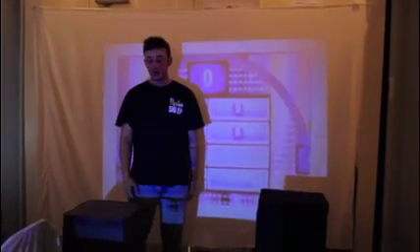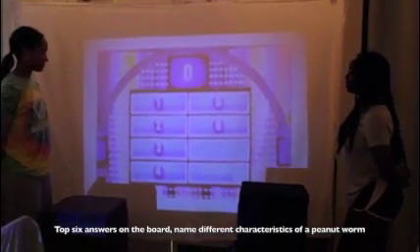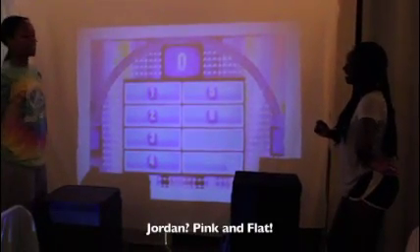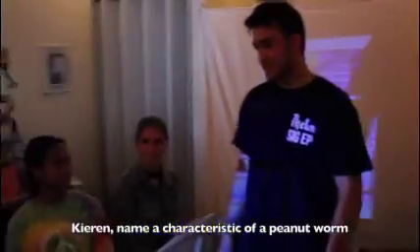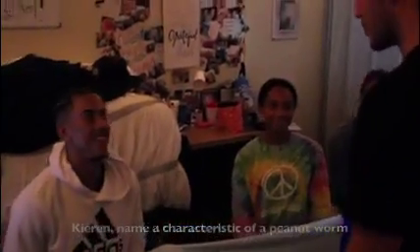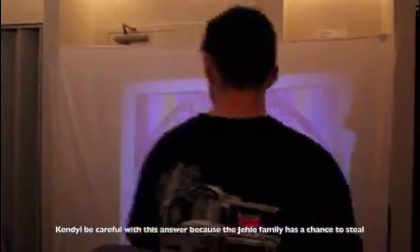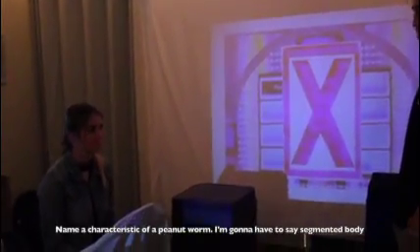Give me Serapho and give me Jordan. Top 6 answers on the board. Name different characteristics of a peanut worm. Jordan: Pink and flat. Kieran, what's up, fella? Name a characteristic of a peanut worm. They're wrinkly. Good answer. Kendall, be careful with this answer because the Jelly family has a chance to steal. Name a characteristic of the peanut worm. Gonna have to say segmented body. Good answer. Right answer, we love it.